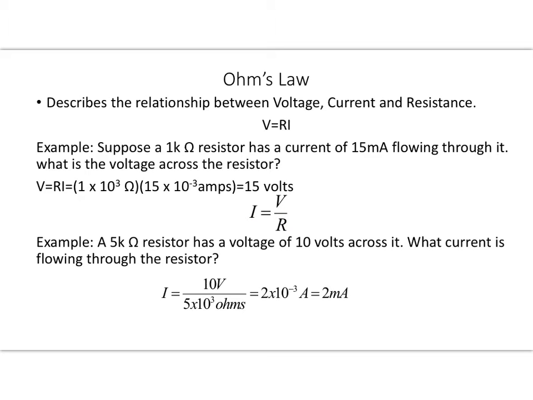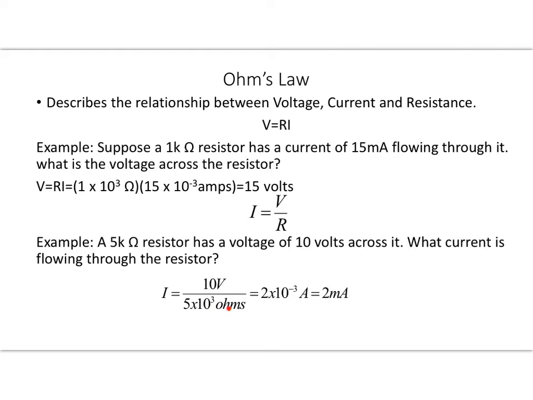All right, a problem involving this equation: we have a 5 kiloohm resistor, and we have a voltage of 10 volts across it. What is the current flowing through the resistor? Notice how you have voltage across the resistor, but you have current flowing through the resistor. Okay, so we want to solve for I. I is equal to V over R. So we have 10 volts divided by 5 times 10 to the third ohms.